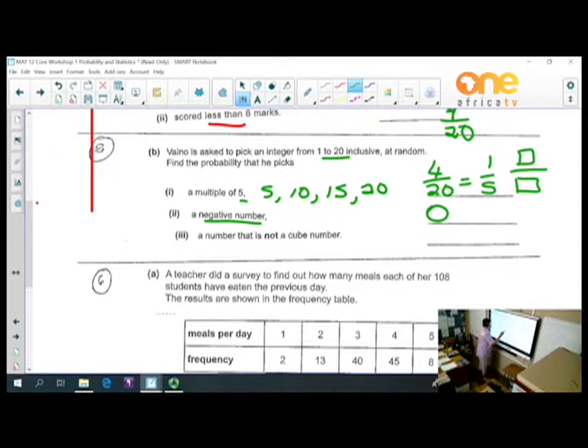And then a number which is not a cube number. So first we need to find cube numbers. Now what is cube numbers? It's 1 to the power of 3, 2 to the power of 3, 3 to the power of 3. And which numbers are now here? 1 and 8. This one is 27, so it's out of the range. So there are then 2, which are cube numbers. But they say not a cube number. So that will then be 18 out of 20, which is 9 out of 10. It simplifies to 9 out of 10.